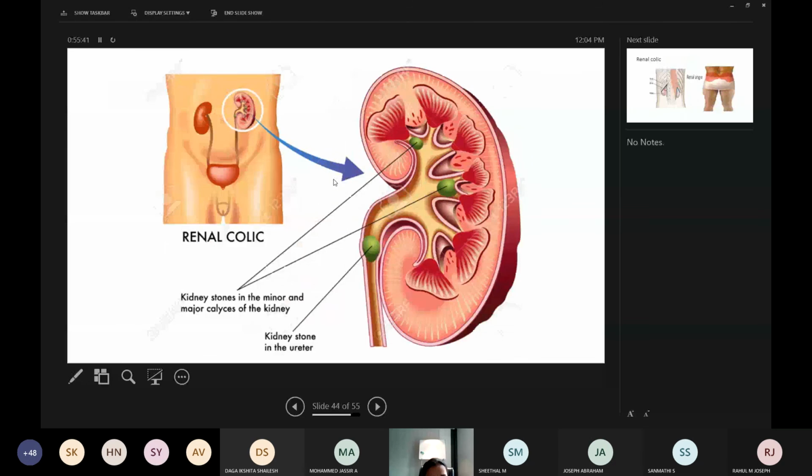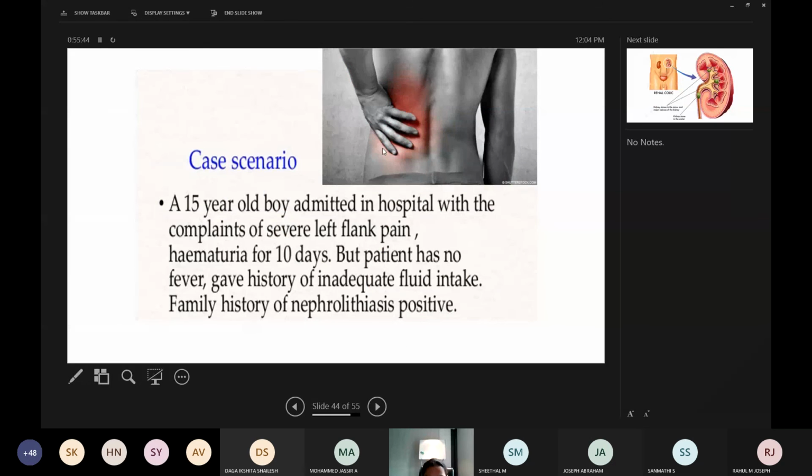One clinical scenario here we can read related to the renal colic. A 15-year-old boy admitted in a hospital with the complaints of severe left flank pain. Loin pain is typical of the renal condition. That's the renal colic, the stone in the kidneys. He presents with hematuria, that is the blood in the urine, for 10 days.